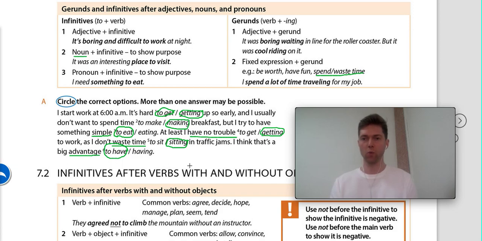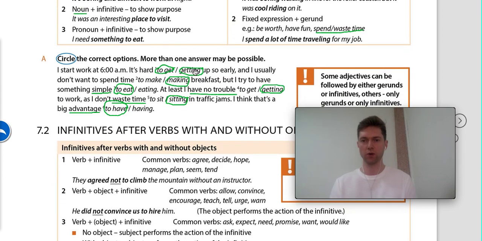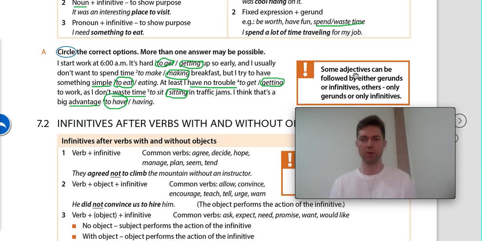So guys, you can watch this video as many times as possible, okay? Try to remember these 3 simple rules, okay? Of course, these rules are not complete and there are exceptions. Like I said, for example, simple is an adjective, but you can use with this adjective only to eat, only infinitives. As you can see, here is a short notice for you. Some adjectives can be followed by either gerunds or infinitives. Others, only gerunds or only infinitives, okay?